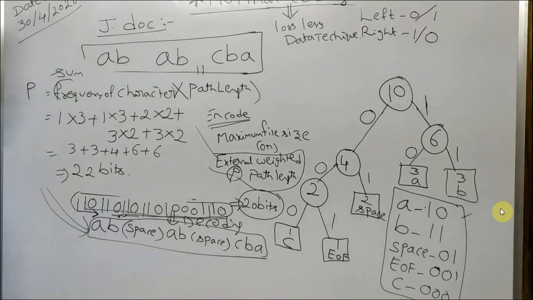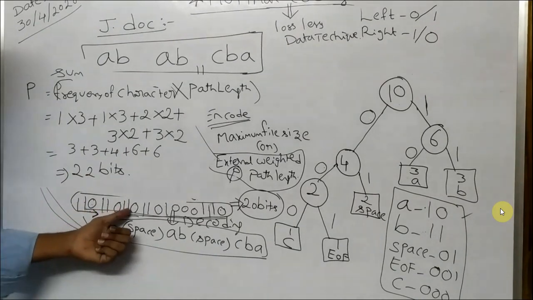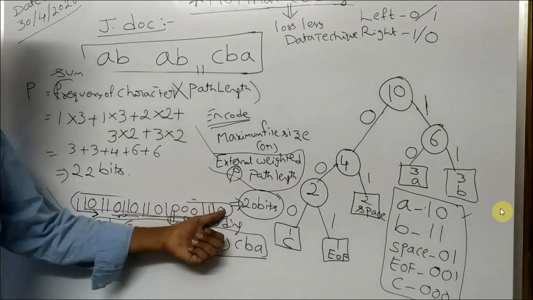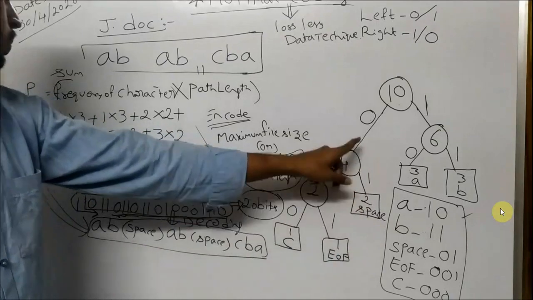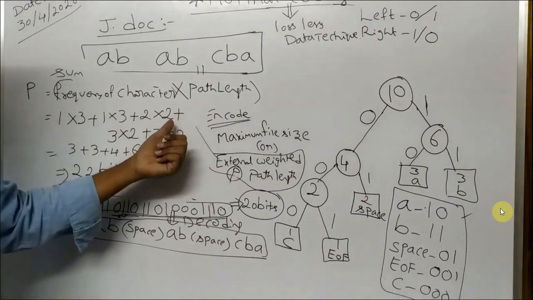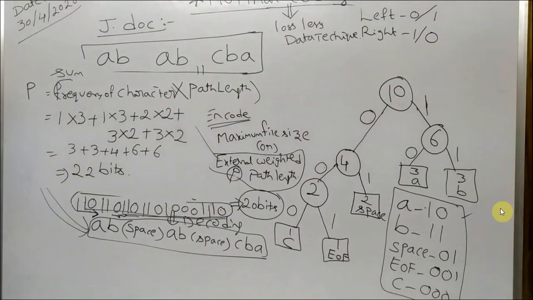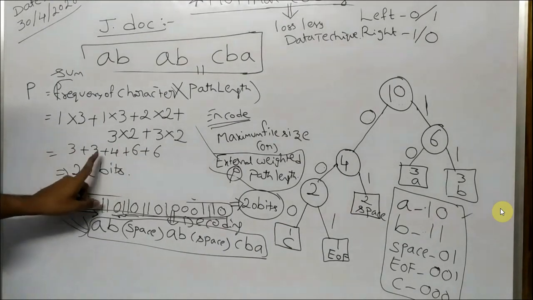Is there any mistake that we did here? Just check. 1, 2, 3, 4, 5, 6, 7, 8, 9, 10, 11, 12, 13, 14, 15, 16, 17, 18, 19, 20. Right? 1 into 3, 1 into 3, 2 into 2, 2 into 2, plus 3 into 2 plus 3 into 2. 6 plus 6 is 12, 12 plus 4 is 16, 16 plus 6.